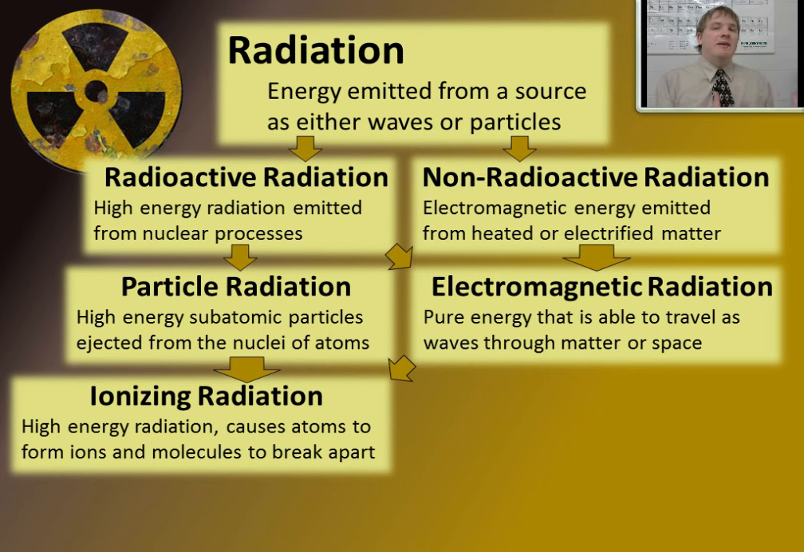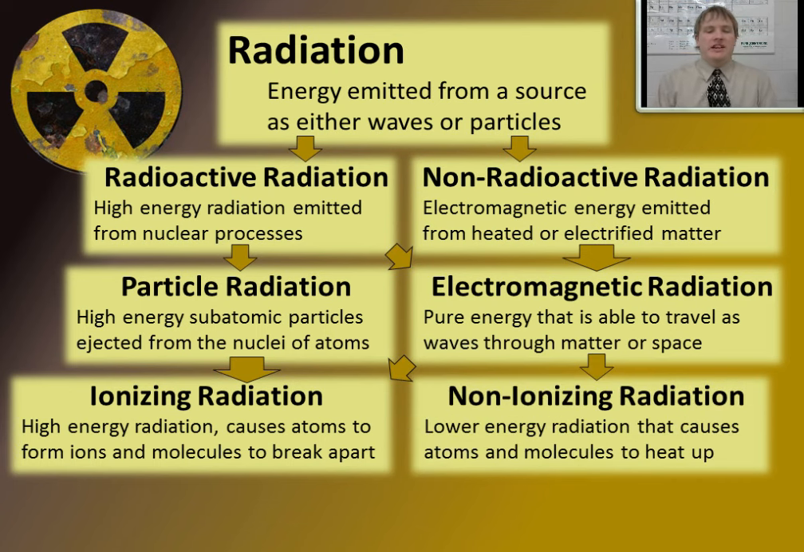And that includes gamma rays, which have enough energy to cause electrons to leave an atom, or X-rays, which also have that amount of energy. Non-ionizing radiation is just the opposite. It's lower energy radiation and it causes atoms to heat up and move faster. Non-ionizing radiation, though, doesn't really harm the human body the same way that ionizing radiation does. It doesn't break apart the molecules that make up our DNA and our cells. Non-ionizing radiation is always one of the lower energy forms of electromagnetic radiation.